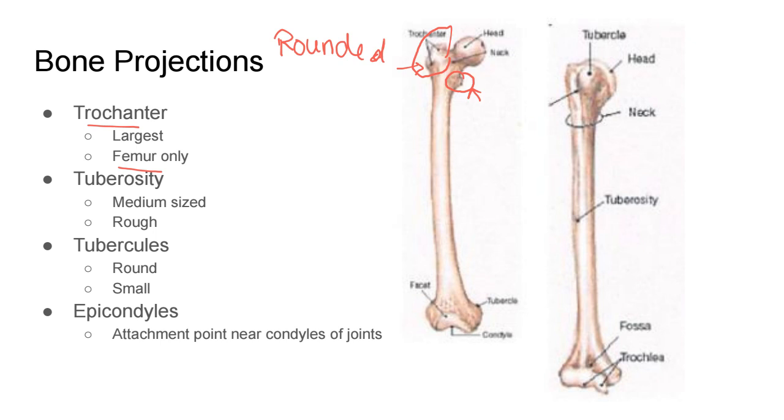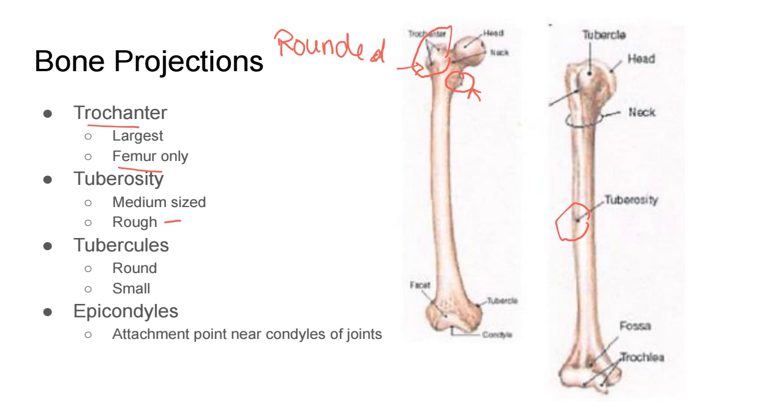A tuberosity is kind of medium sized. It'll be like a small bump, but a medium sized bump, and it'll be rough. It'll be rough because a tuberosity is not usually in the joint. It's usually down the shaft of the bone, so there's a significant amount of fibers spreading out and attaching to the bone there, pulling and tugging on the bone. If you feel just below your knee, down the front of your shin, that big bump you feel is an example of a tuberosity.